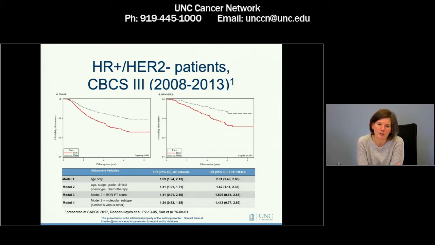So when we model something called the molecular subtype, which is a genomic measure that takes into account a number of different genes within the cancer, and ROR-PT score here is another way of measuring that genomic variation, we're able to explain some of the variation in outcome between Black and white women, although still not all of it.